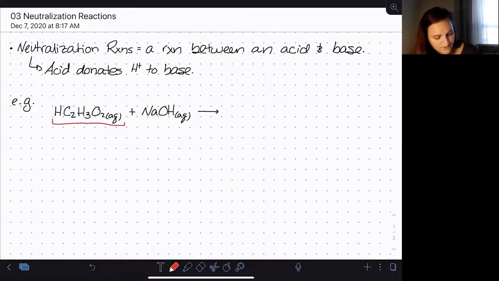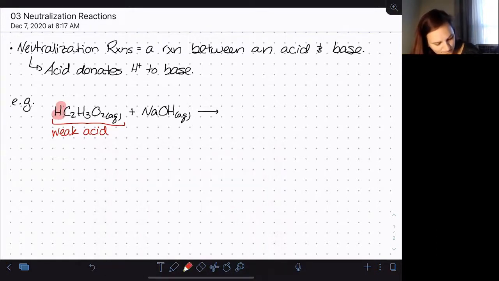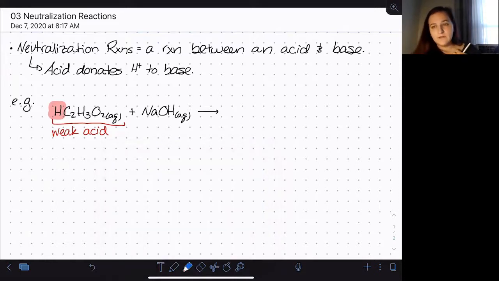And specifically, this is a weak acid. We had our list of 6 strong acids. This is not on that list, but it looks like an acid, so if it's not strong, it must be weak. We have this H out in front that is our acidic hydrogen. Now, sodium hydroxide, as our other reactant here, is listed on our list of strong bases.